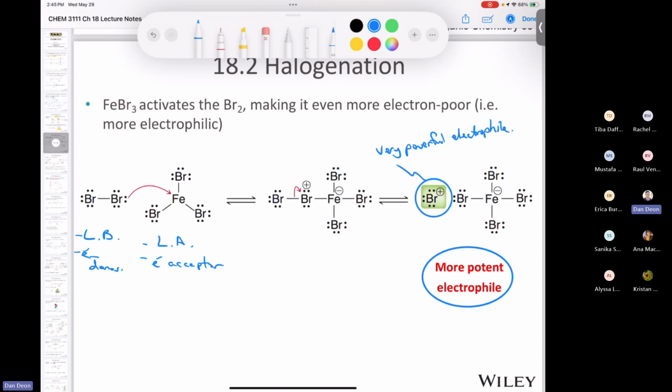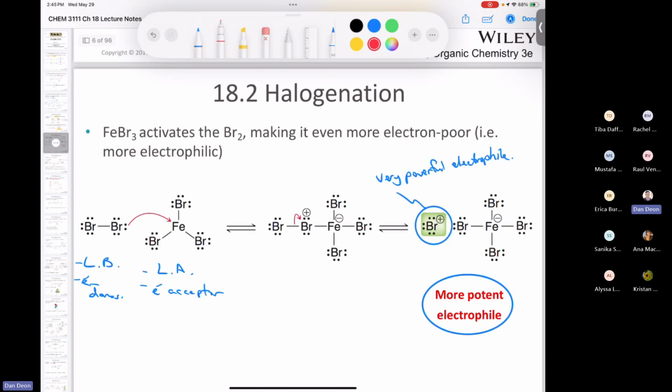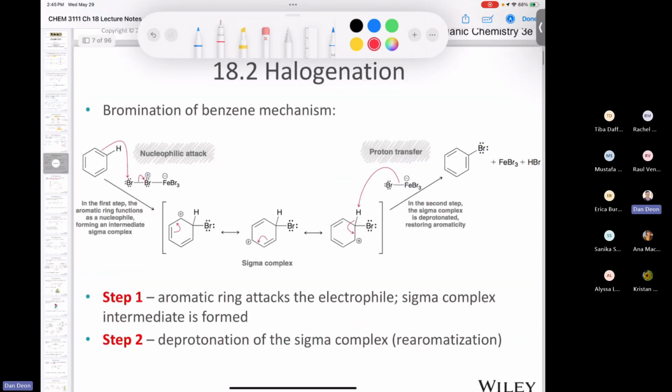So it's so powerful that once you put it in the presence of the aromatic ring, the aromatic ring is going to act like a nucleophile. I totally get it if you're thinking, what aromatic ring? You just spent all of chapter 17 telling me that this was so stable. It is. However, if you put it in the presence of a strong enough electrophile, it is going to act like a nucleophile, and you're going to see a nucleophilic attack occur, and that's what is shown over here.